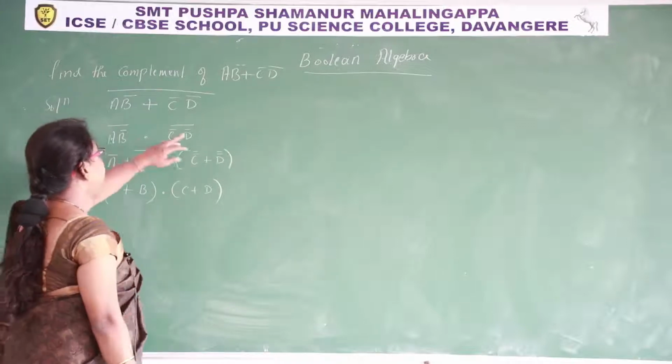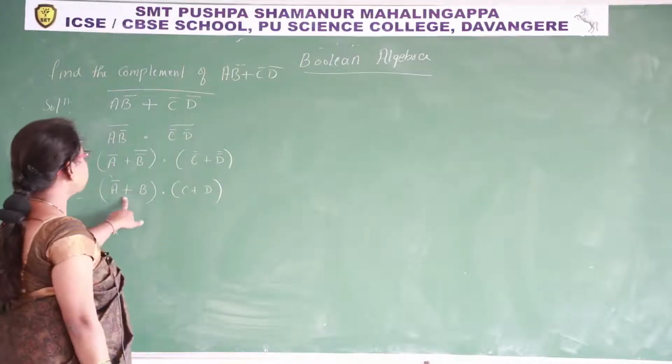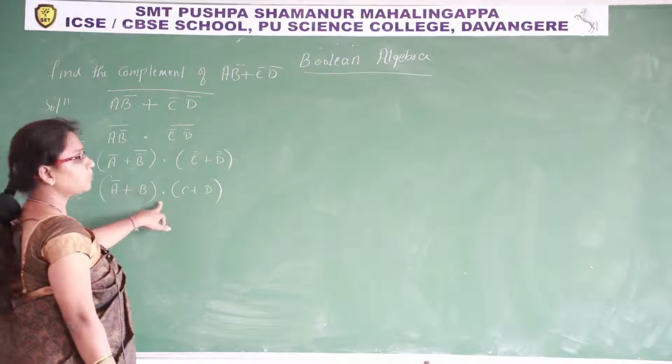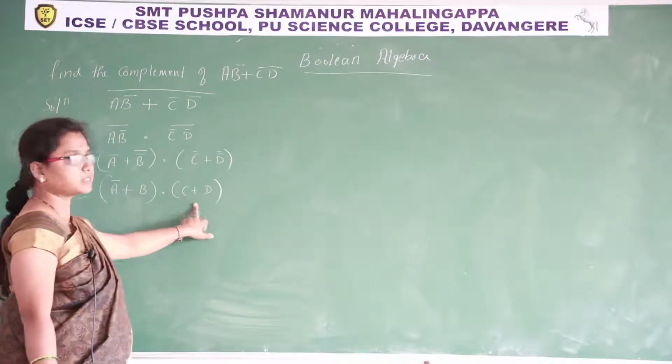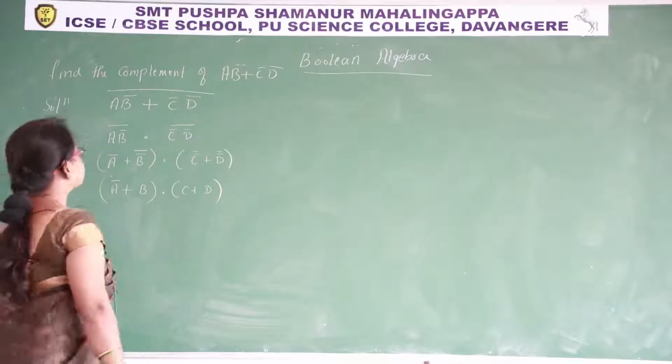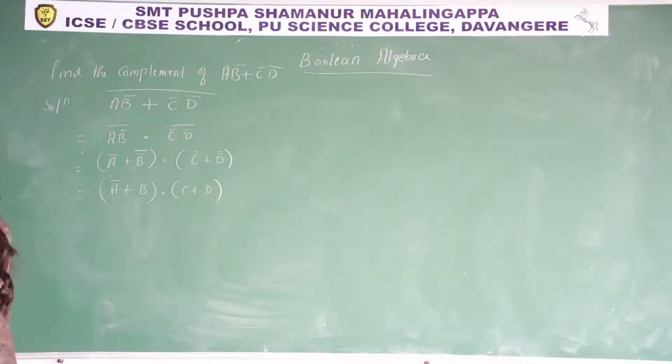So A becomes A bar, dot becomes plus, and B bar becomes B, plus becomes dot, and C bar becomes C, dot becomes plus, D bar becomes D. Next, xy plus y bar z.